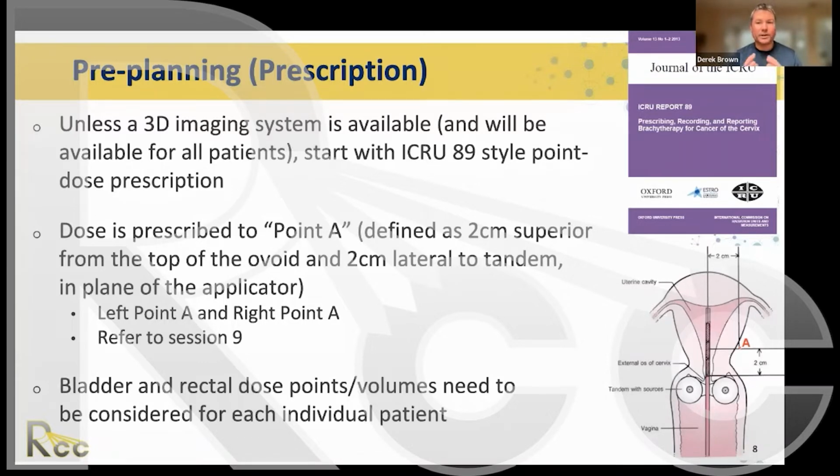So whenever we generate a plan using 3D CT images, we're always going to create a plan. The first plan we create is always to this point A. And then we're going to look at that plan and we're going to modulate the dose distribution based on the specific patient anatomy. But point A is always going to be sort of our starting point. So you can think of that as kind of a pre-plan in some context.